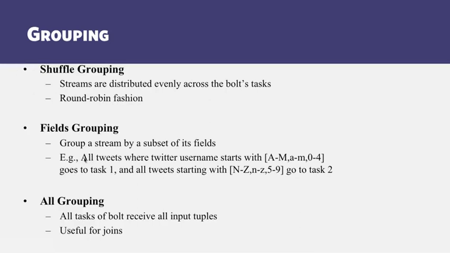Finally, you have all grouping as well, where all the tasks of the bolt receive all the input tuples. This is especially useful for joins. For instance, if you're trying to join the incoming stream with some other stream or with an existing database, then this is fairly useful for an all grouping.